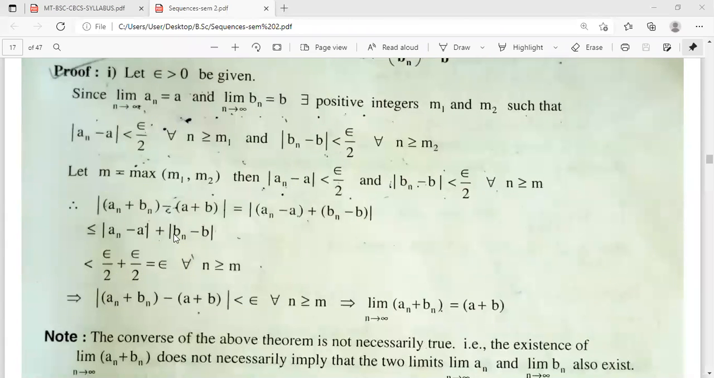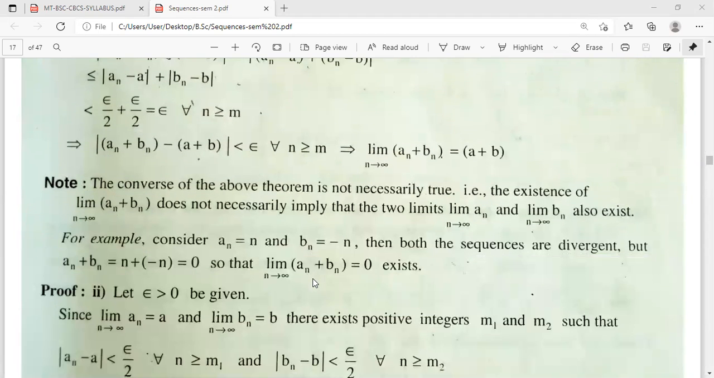Now, what did we get here? This is less than epsilon for every n greater than or equal to m, which implies the limit of An plus Bn as n tends to infinity equals A plus B. This is according to the definition, just like modulus of An minus L is less than epsilon for every n greater than or equal to m, you write the limit of An as n tends to infinity equals L. The same way here, you have written it just by using the definition of the limit of a sequence.